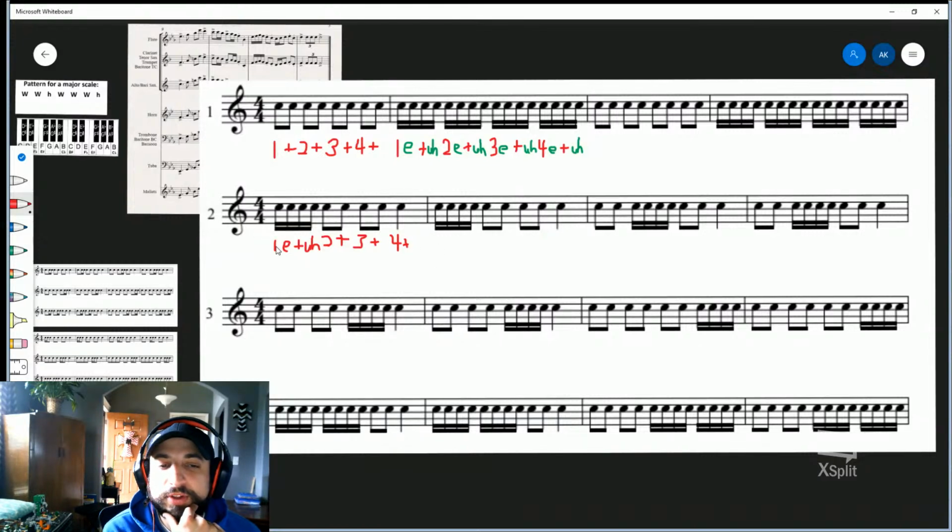As an example, you have 1 E and a 2 and 3 and 4, just like that. I guess I was right. My brain was on autopilot typing that out. Same thing here: 1 E and a 2 and 3 and 4. Now, look at measure 3. Go ahead and think about how to count measure 3 on your own.